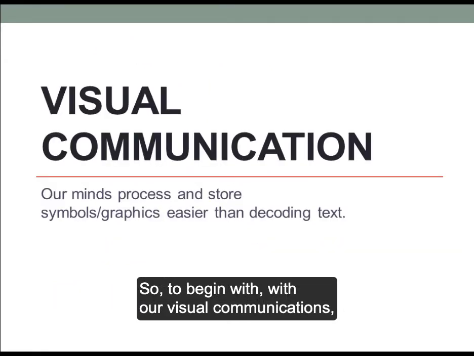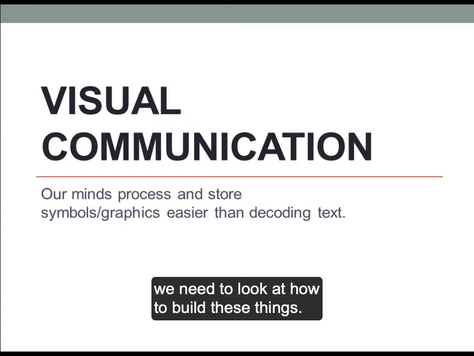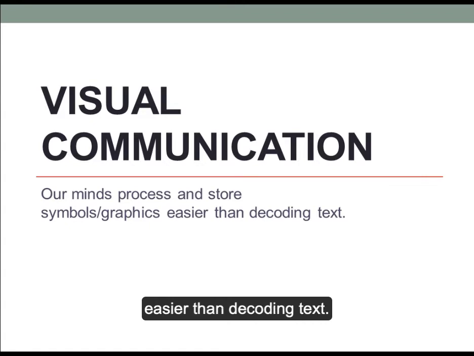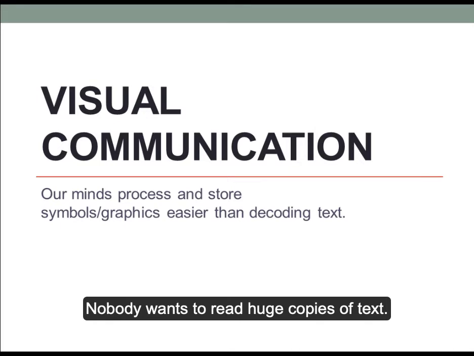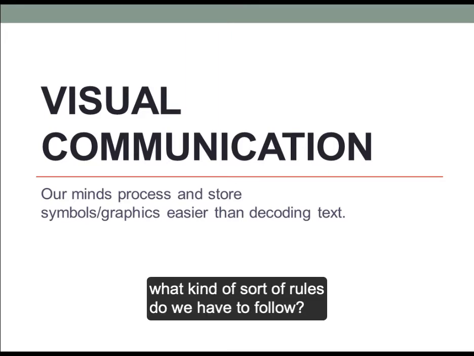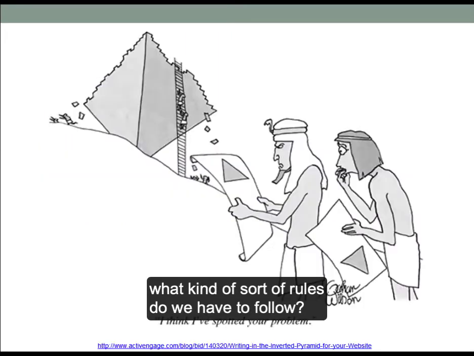To begin with our visual communications, we need to look at how to build these things. Our minds process and store symbols or graphics more easily than decoding text. We know that. Nobody wants to read huge copies of text. We love it when we get an infographic that gives us the information super quick, super fast, straight to the point. So what kind of rules do we have to follow?